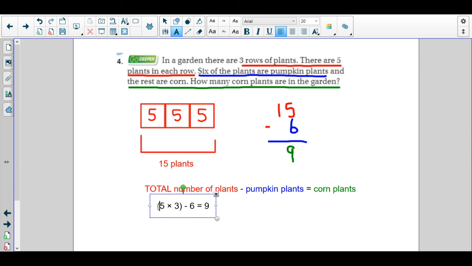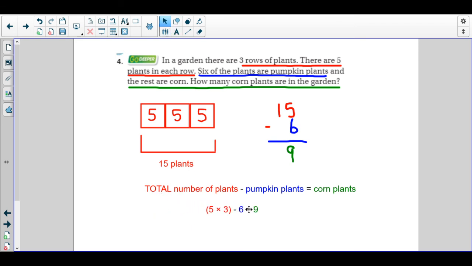So this right here, 5 times 3, that was our total. Okay? And we subtracted the number of pumpkin plants. And we ended up with the corn plants right there. So that would be the equation that goes with all of that up there.